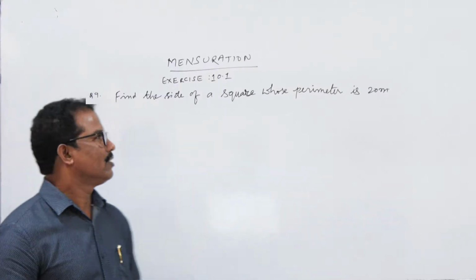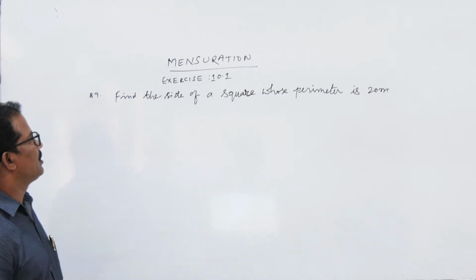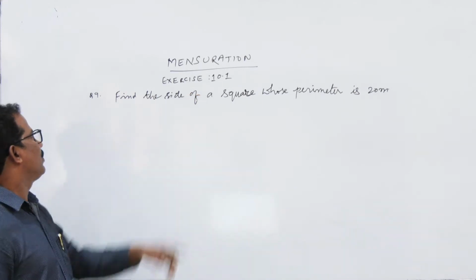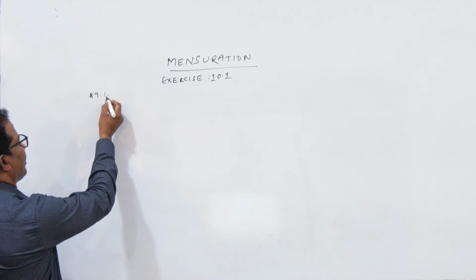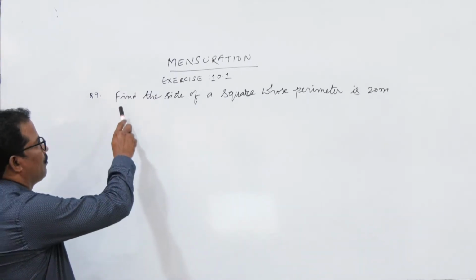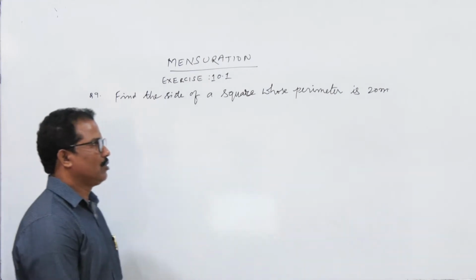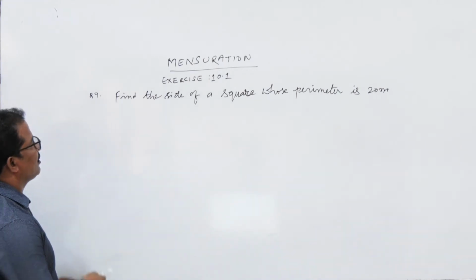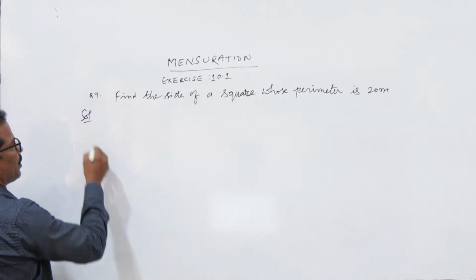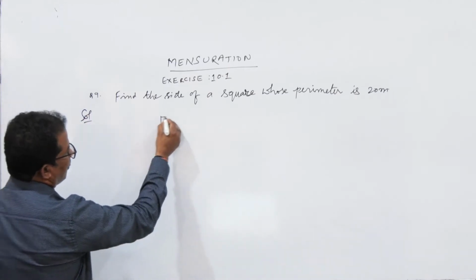Good morning students. With the continuation of the chapter Mensuration, exercise 10.1. Now we are in question number 9. Find the side of a square whose perimeter is 20 meter. In this question, they are talking about a square.